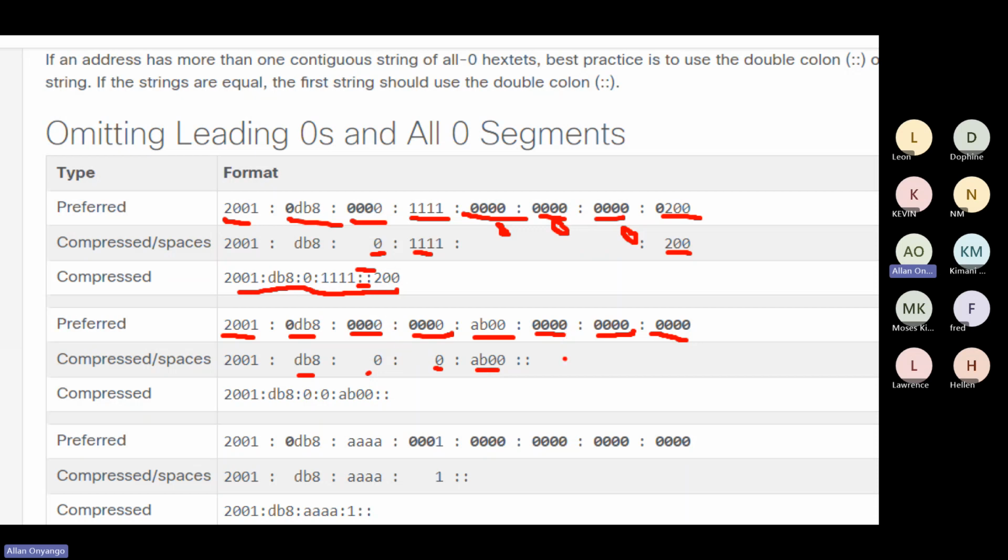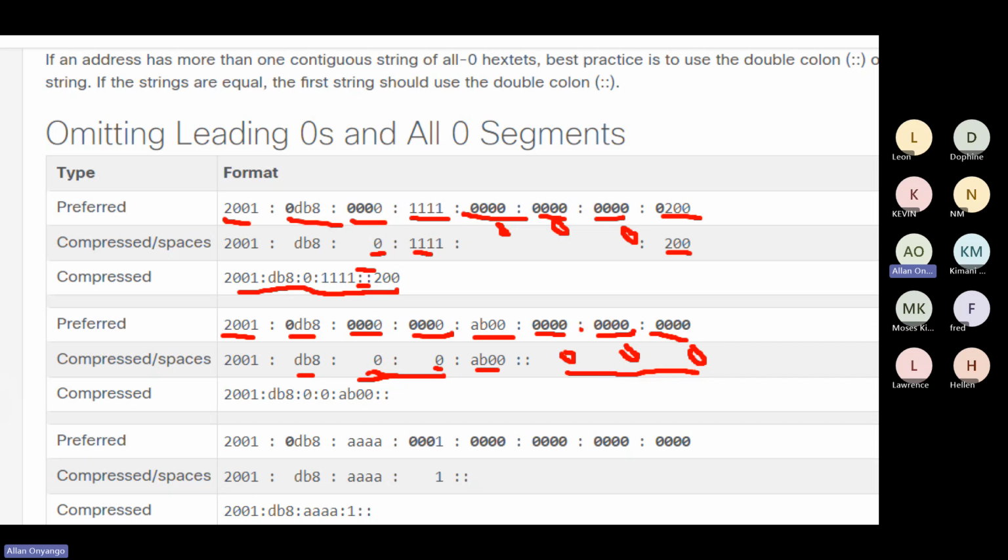What could have been here? Zero. What could have been here? Zero. And then zero. Isn't it? Zero. Now, check this out. Here, we have two zeros following each other. But here, we have how many zeros? Three. You cannot put a double colon where there are two zeros and put a double colon where there are three zeros.